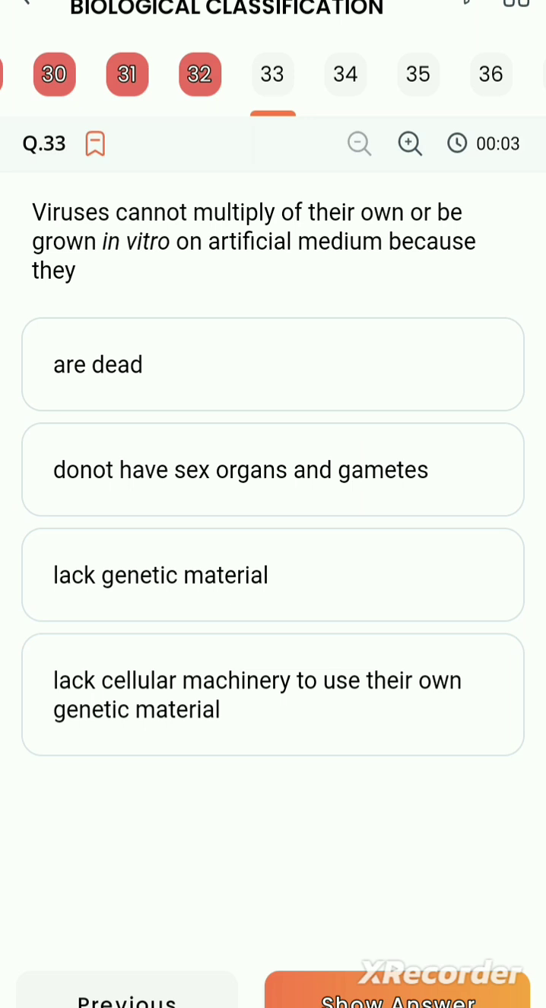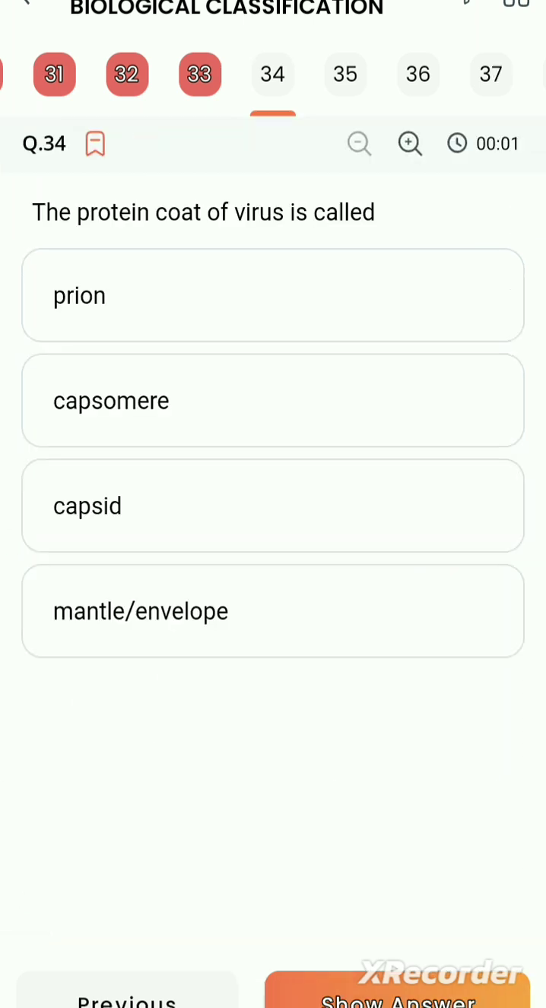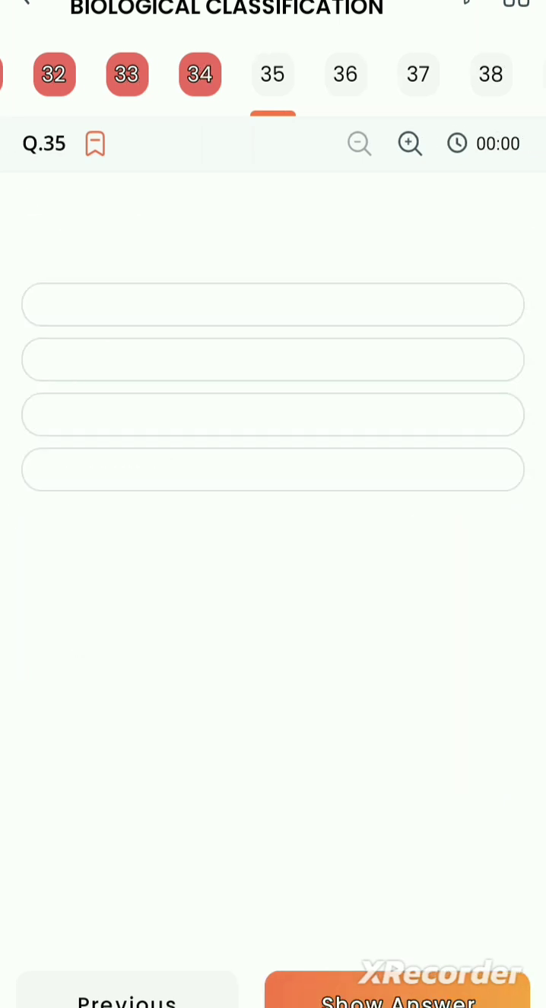Viruses cannot multiply on their own or be grown in vitro on artificial medium. Why? Because they lack cellular machinery, which is needed for cellular activity. There is no nucleus and other cell organelles in them, so they lack this cellular machinery. Thus it enters into another host and uses that, and they replicate, that is, reproduce. The protein coat of virus is called capsid.